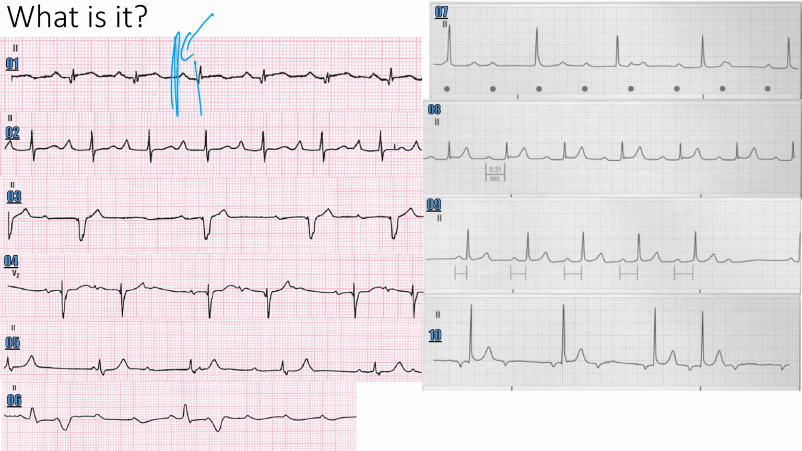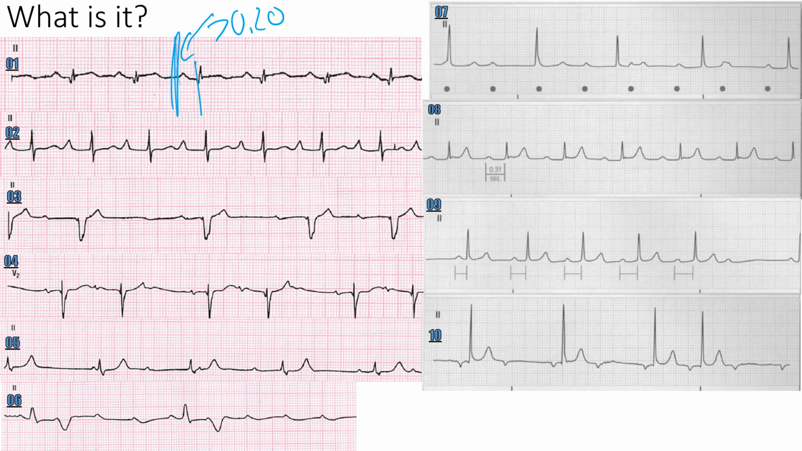So if it's longer than a big box, that means a big box is how long? 0.20. So it's greater than 0.20, so that means I have an AV block in my hands. The next step I look at, is it regular or irregular? Or I look to see if there are dropped QRSs or not. That's the same thing, right? So are there dropped QRSs? No. So that means it's either a first degree or third degree. So is it first or third? How do I tell the difference?